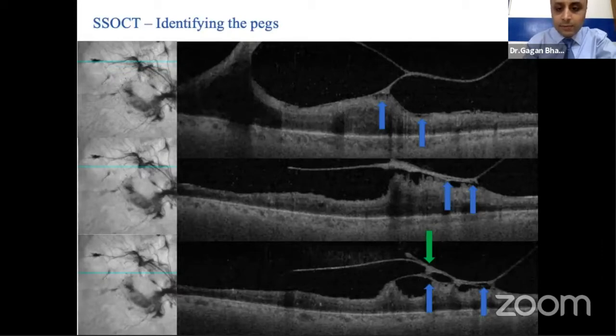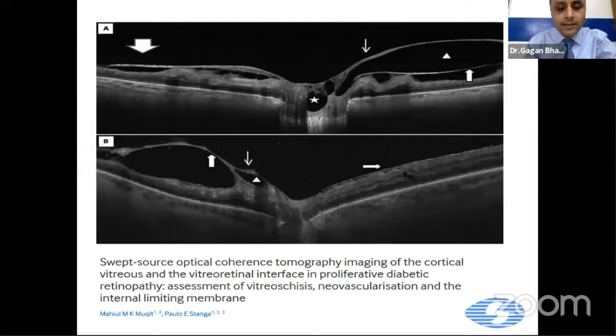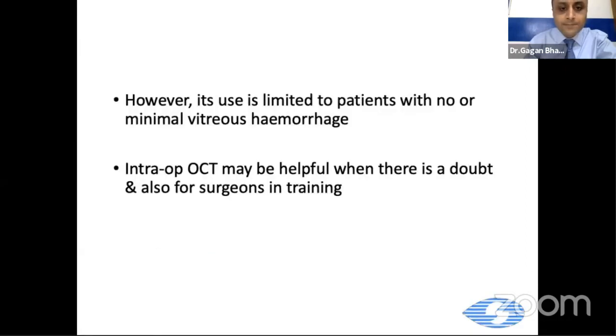Again, I would suggest studying these cases on a swept source OCT if possible, through various cuts and various planes, and mentally make a picture of the case as to how you would like to enter and which would be the best plane to enter. This has also been very well described by Stanga et al., who described various morphological and pathoanatomical features of cases of PDR with a swept source machine.